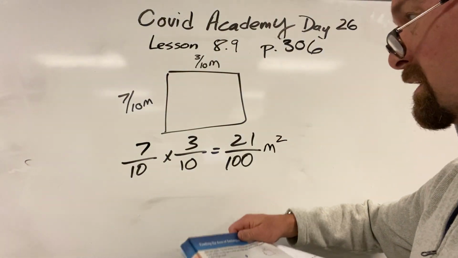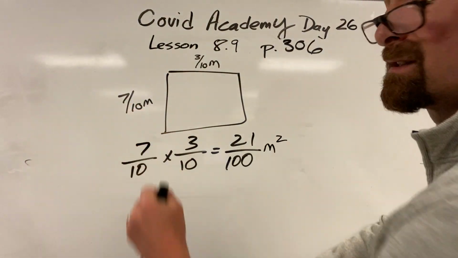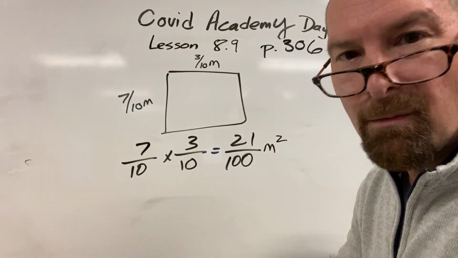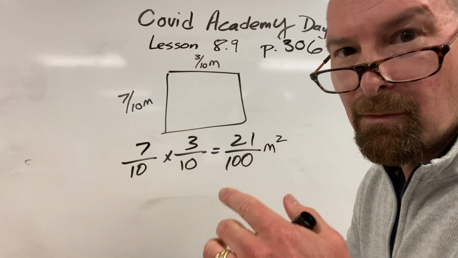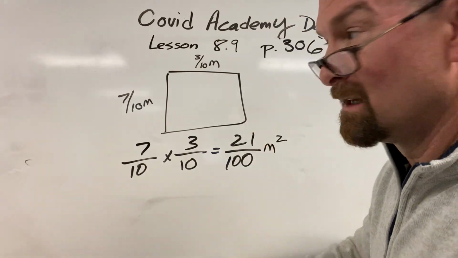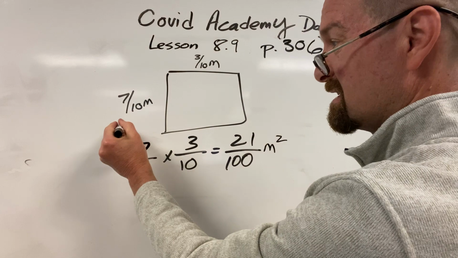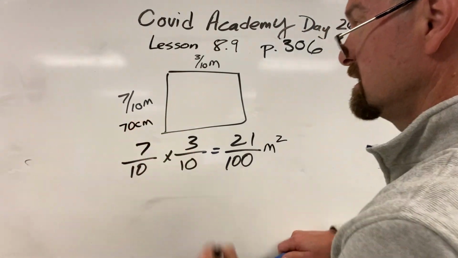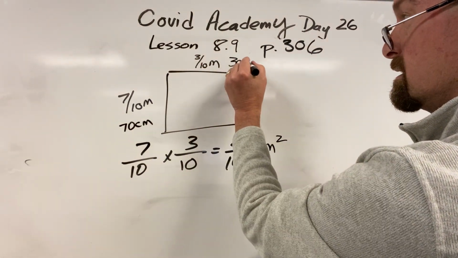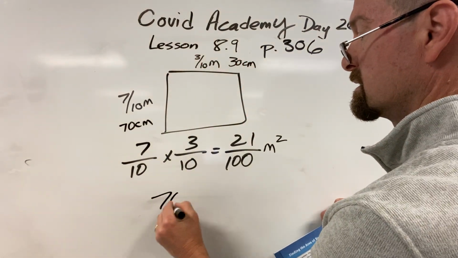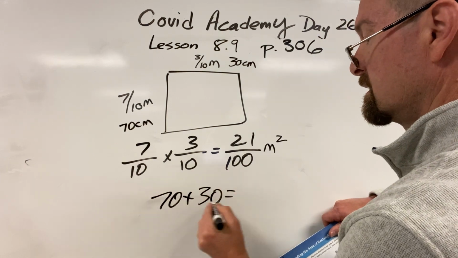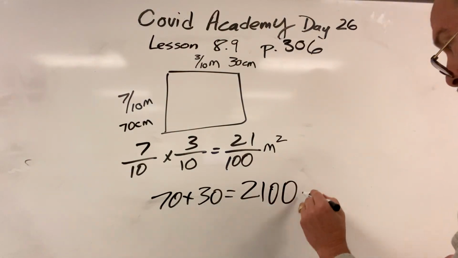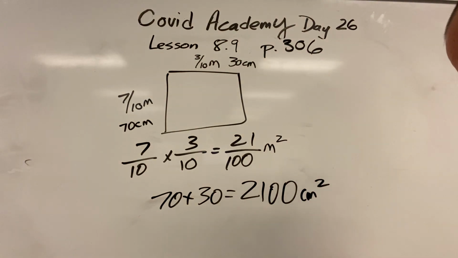But now it asks for square centimeters, so you're going to have to change. If I've got 7/10 of a meter, how many centimeters do I have? How many centimeters are in a meter? Cent, like cents in a dollar? It's 100. So if I've got 7 out of 10, I would have 70 out of the 100 centimeters. So it'd be 70, and this would be 30 centimeters. So I do 70 times 30, and I get 7 times 3 is 21, and 2 more zeros come along for the ride. So it is 2,100 square centimeters.